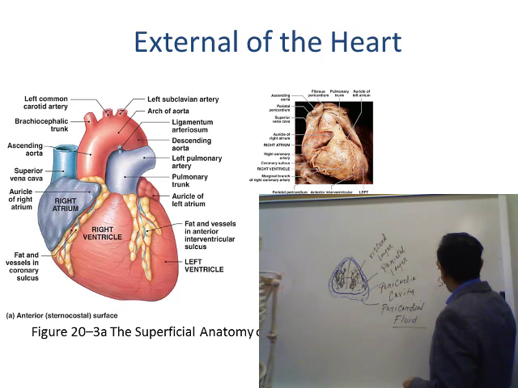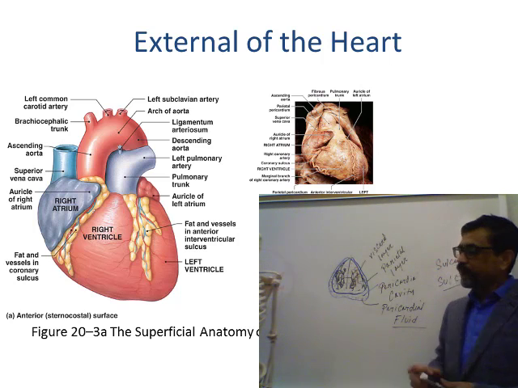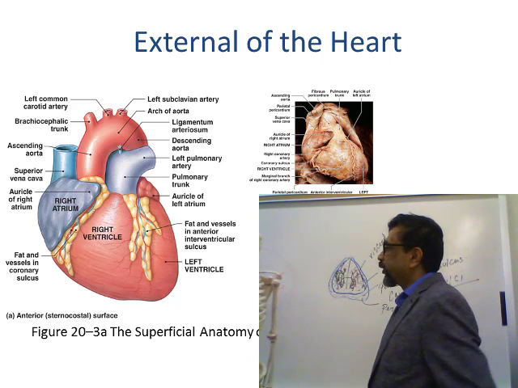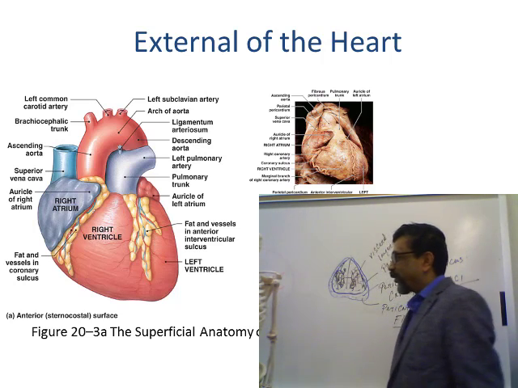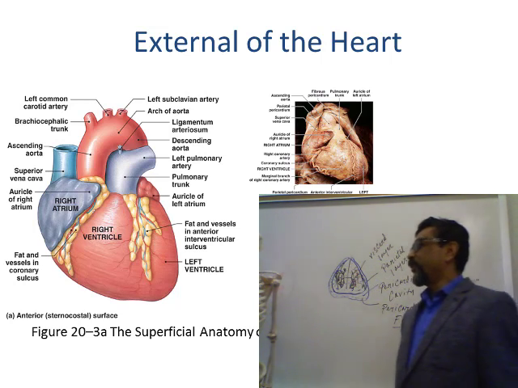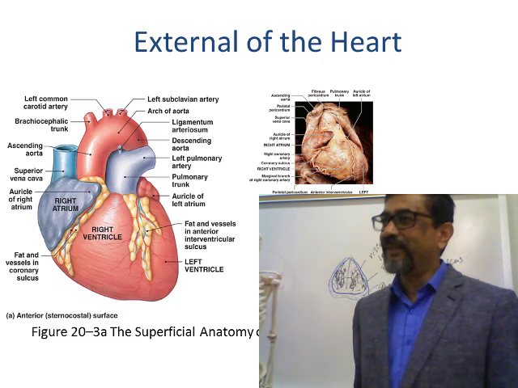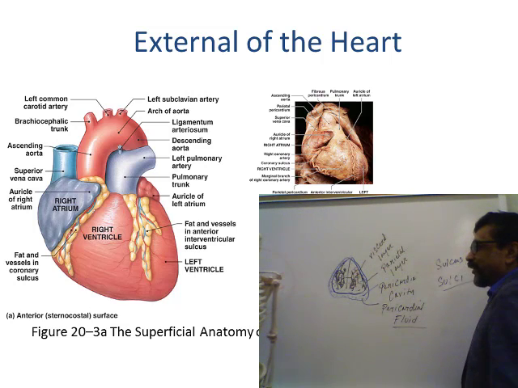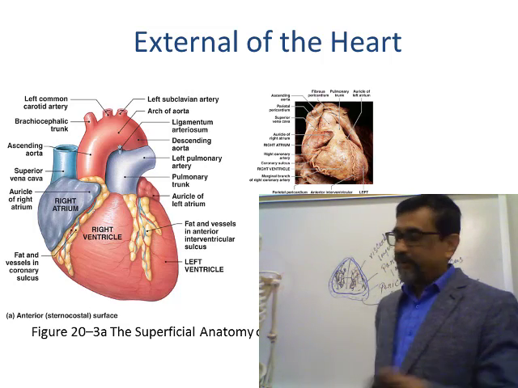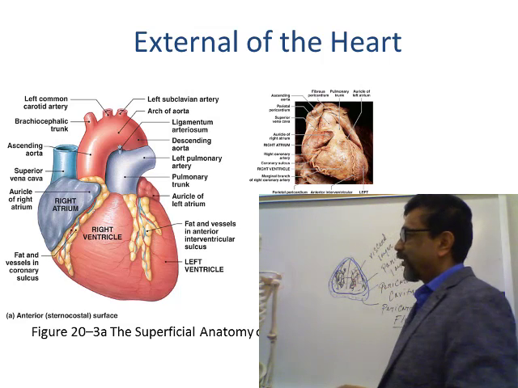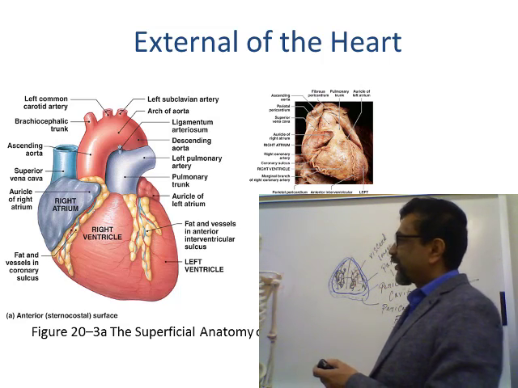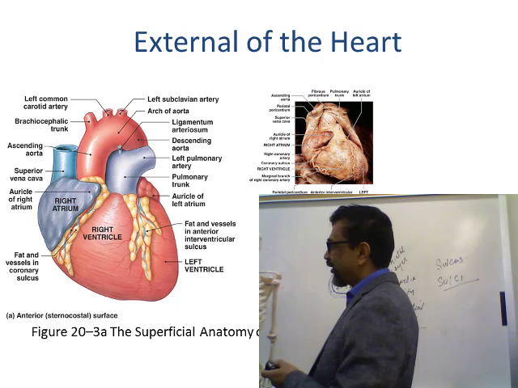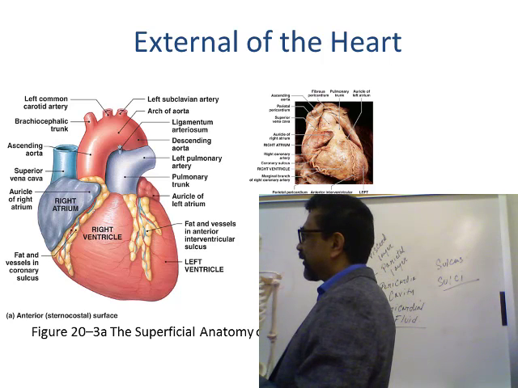So you have anterior interventricular sulcus that you have already seen. You have posterior interventricular sulcus in the back. That one you also have seen already in the real heart. And those grooves or sulci contain blood vessels and fat. So blood vessels, arteries, veins and fats are located in the sulci.